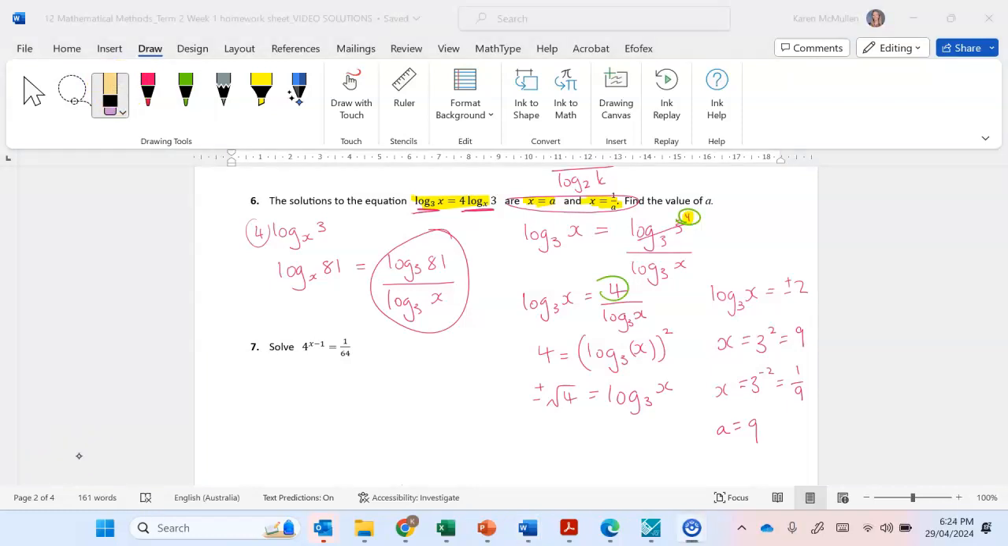So question 7, another exponential equation. So making the bases the same, I could do 2, but I could also write 64 with a base of 4. So I don't need to change the 4 to a base of 2, which is good. 64 is the same as 4 to the power of, oh my gosh, oh no, maybe I can't. 4 to the power of 3. 4 times 4 is 16, 16 times 4. Okay, 4 to the power of 3.